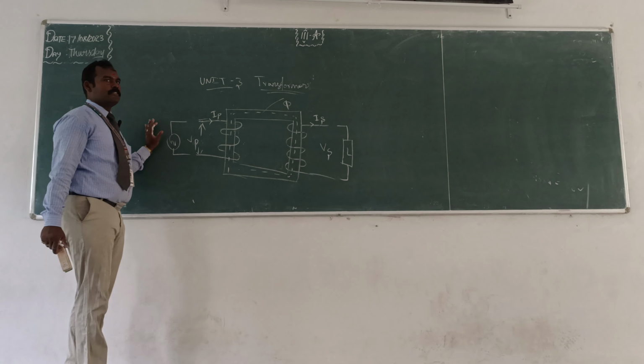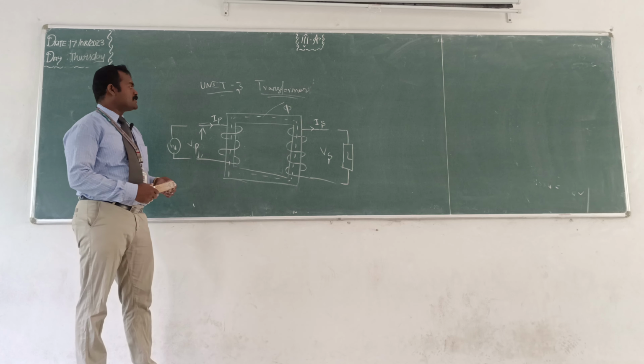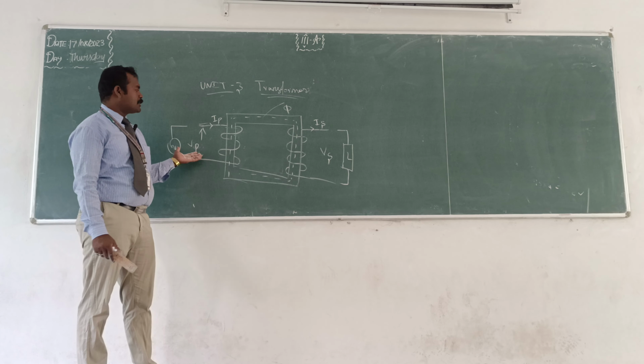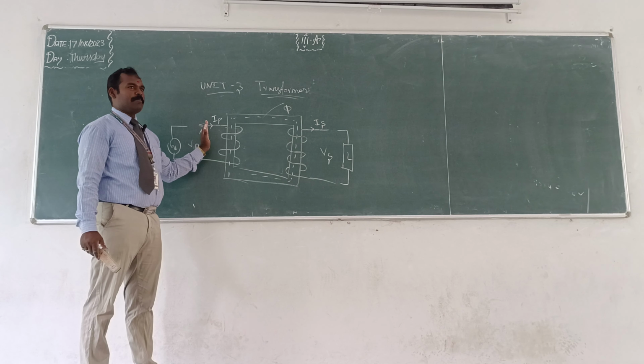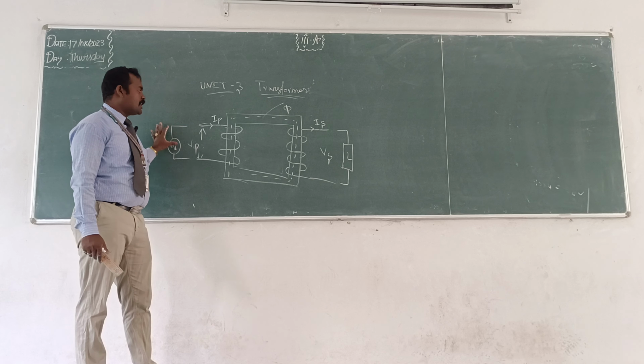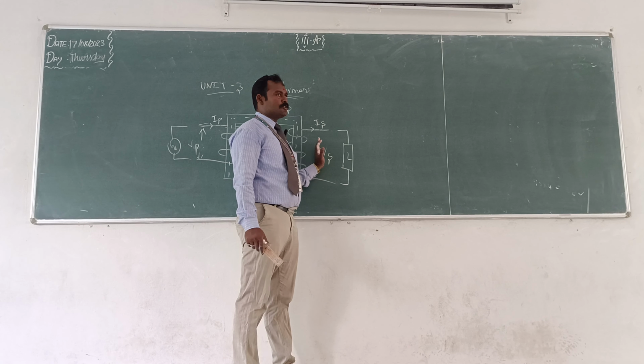Okay, listen. Unit 3, the transformer. The transformer is a static or stationary device, we can say. It has two different windings. The primary winding is connected to the input supply, so that is called the primary winding. Then the secondary winding is always connected to the load.